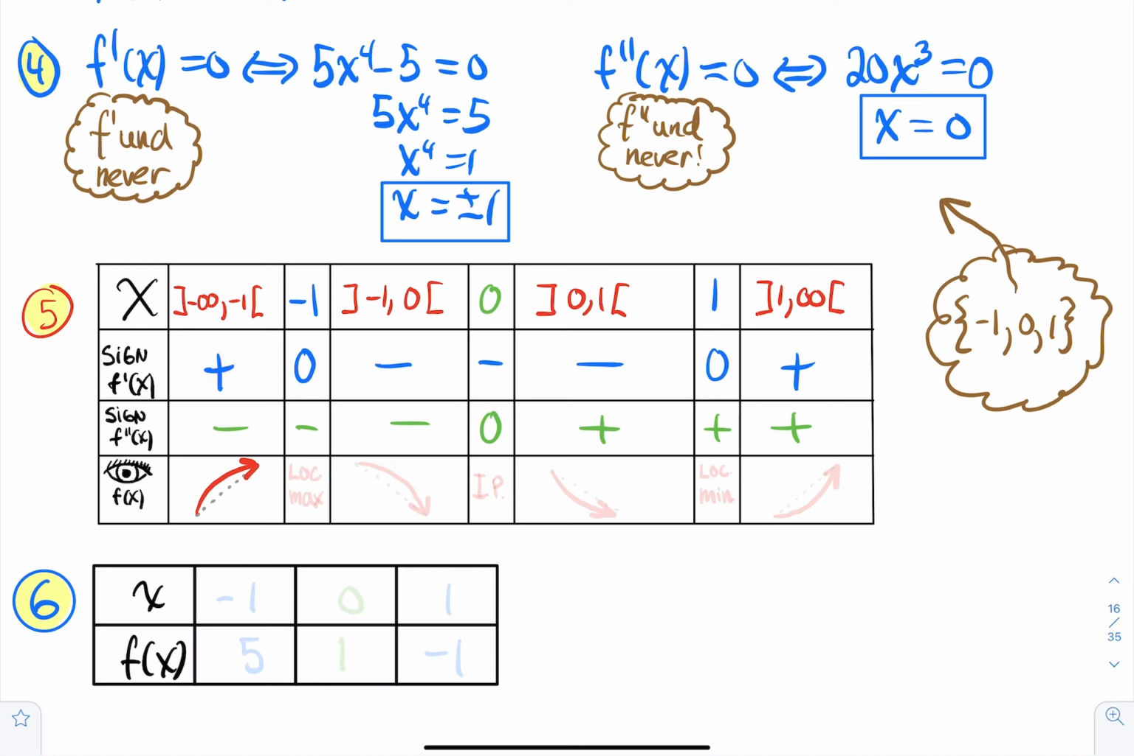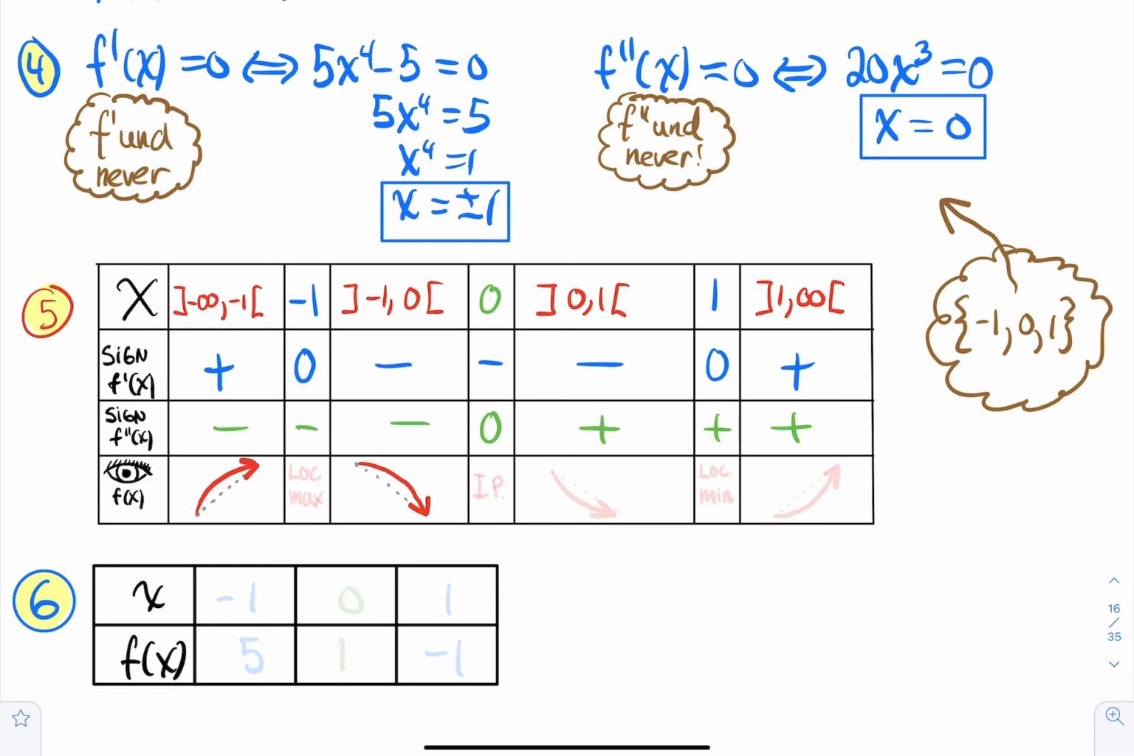Now between -1 and 0, the sign of f prime is negative, so you need to draw an arrow that is going down, and then you will include concavity because the sign of f prime prime is also negative. There's only one arrow that is decreasing concave down, and that's the arrow you're looking for.